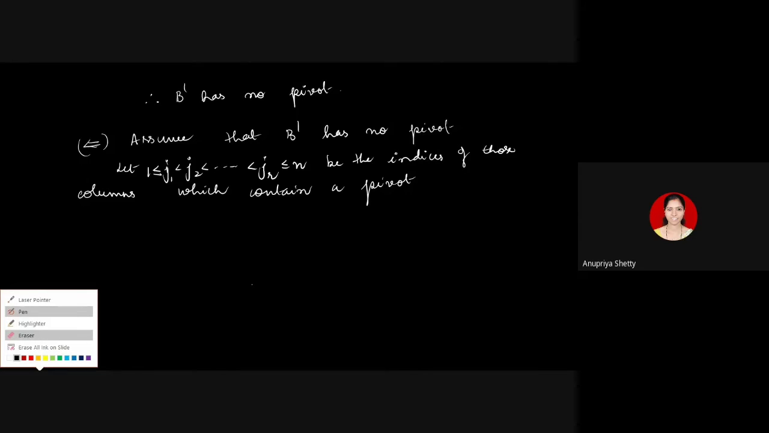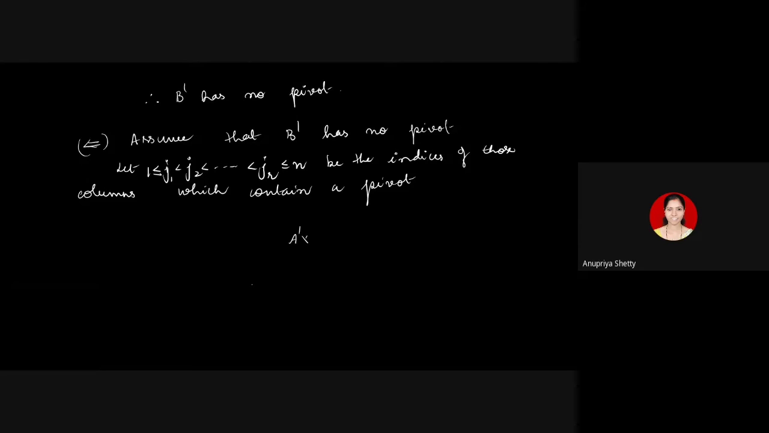And corresponding to every column, there is an unknown, xj. X1, X2, Xn. Number of unknowns is same as the number of columns in A dash, because we are solving A dash x equal to B dash. Number of entries in X is same as number of columns in A dash. Keep in mind.